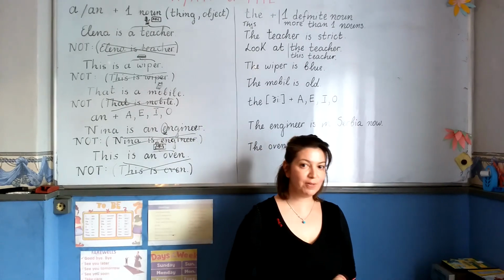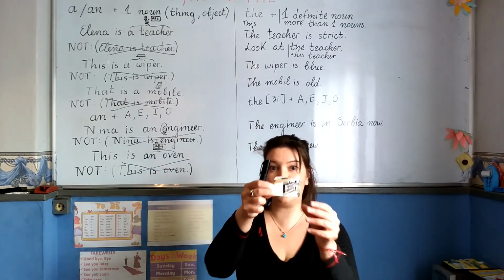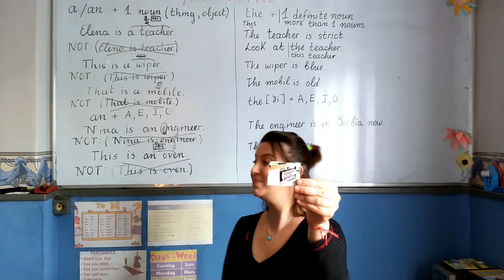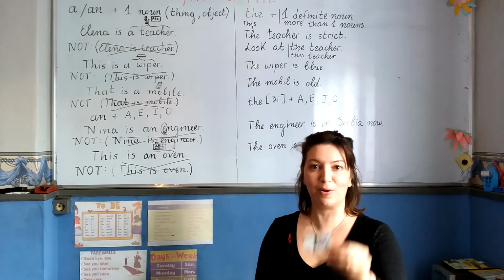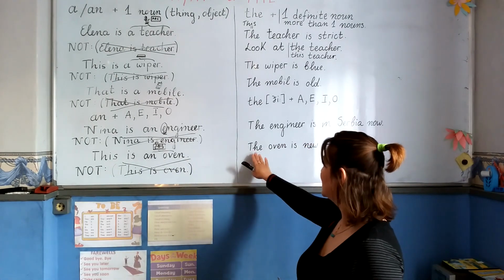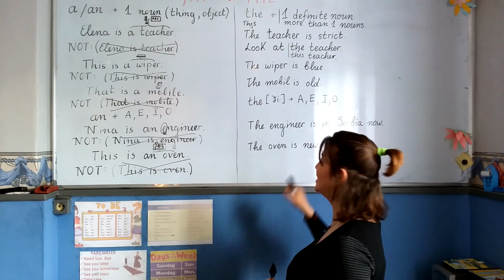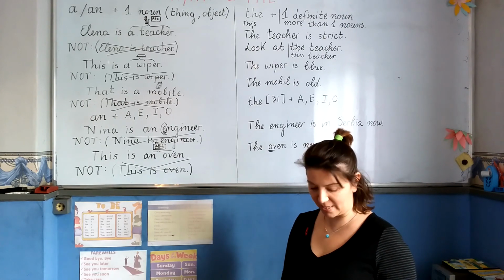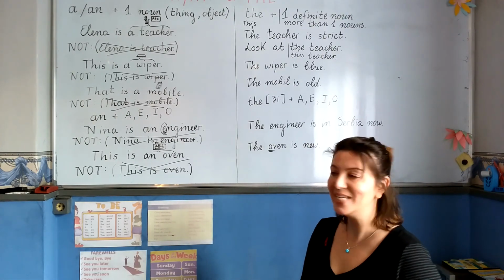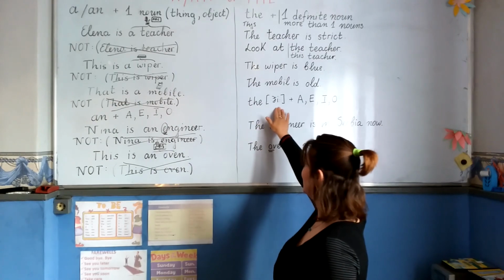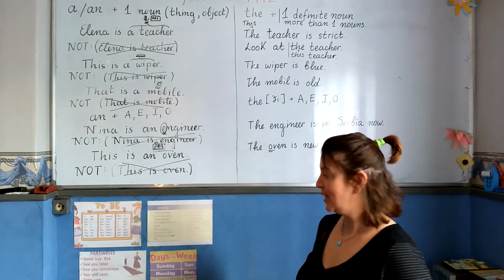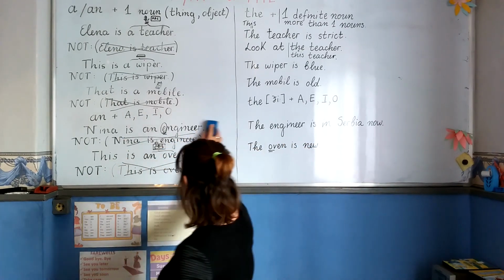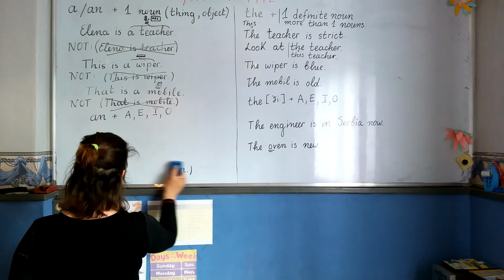And speaking about this oven here, I say, this is an oven, look, this is an oven. And when I say something more about this oven, I use the. The oven is new. This is because oven starts with O, and O is a vowel, right? So the is 'thee' with vowels. Now let me wipe this out with my wiper.